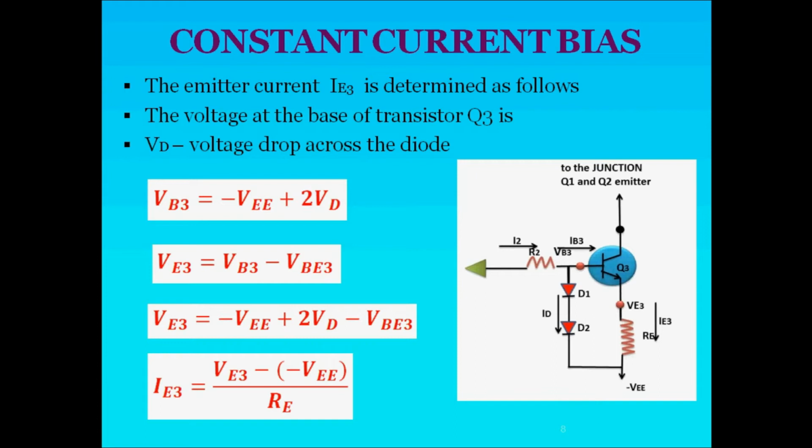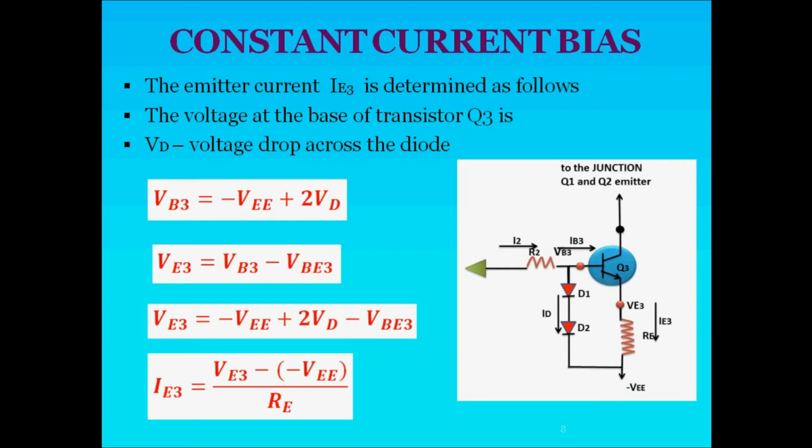Okay. So now the emitter current IE3 that we have to determine here is, first of all, the voltage at the base of transistor Q3, that is VB3, and voltage drop VD is the voltage drop across the diode D1. What is our statement here for the constant current bias with diodes is, for the improvement in the stability, thermal stability, we have done the replacement of R1 with diodes D1 and D2. So what we said is, if temperature of transistor Q3 increases, its base emitter voltage VBE3 decreases.